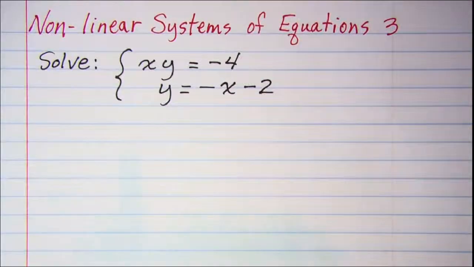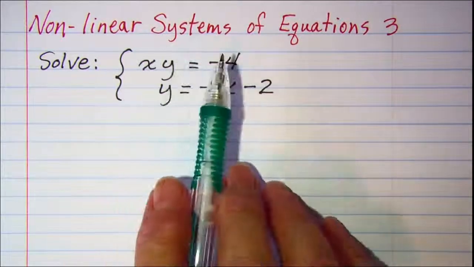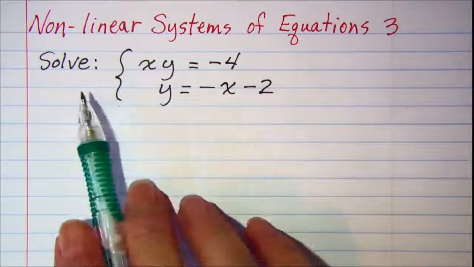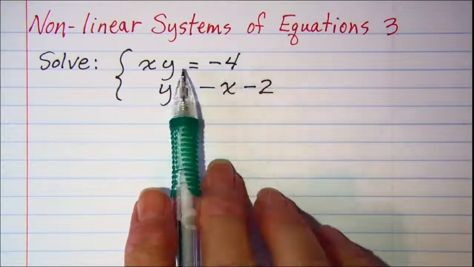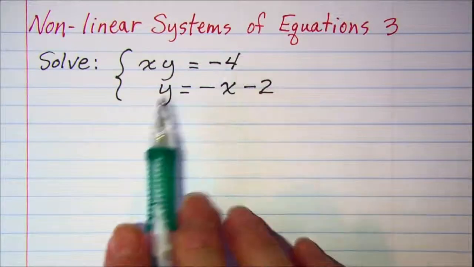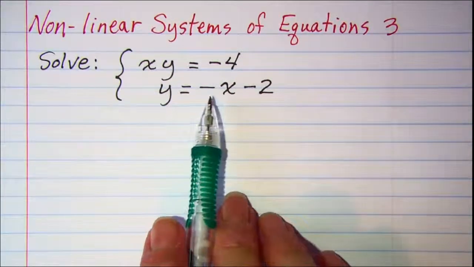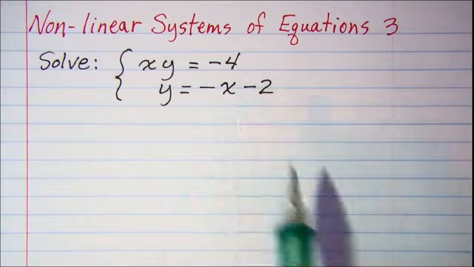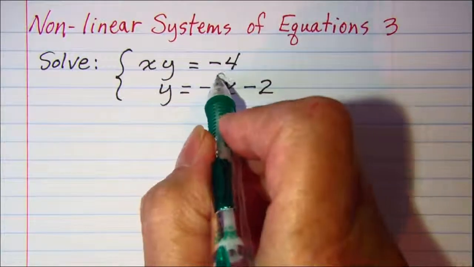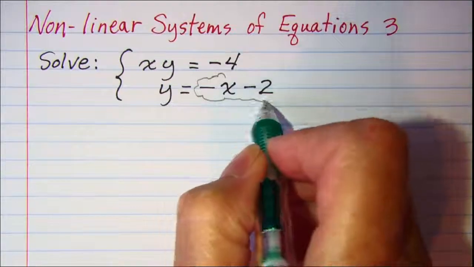In this video, we'll be solving a nonlinear system of equations. We're asked to solve xy equals -4, which is the equation of a hyperbola, and y equals -x minus 2, which is the equation of a line. Now we can solve this system by substitution.